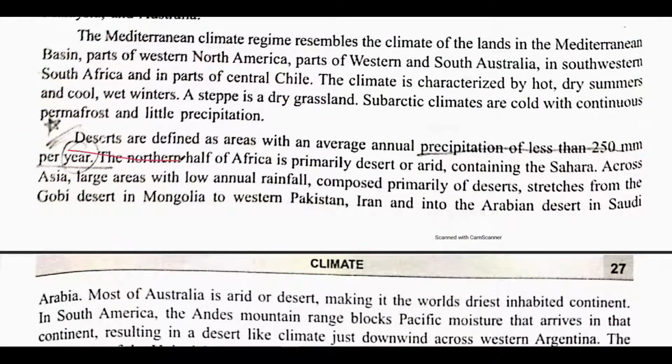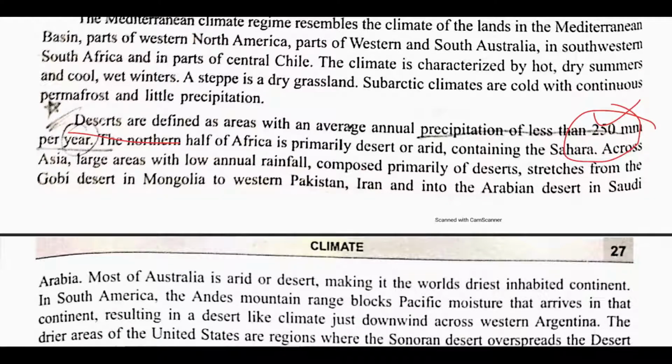While in the case of desert, an area is said to be a desert when it has a precipitation of less than 250 mm, and if it has a precipitation of less than 50 mm per year, it is said to be a hyper arid region.